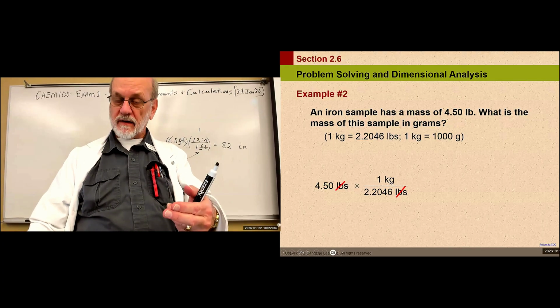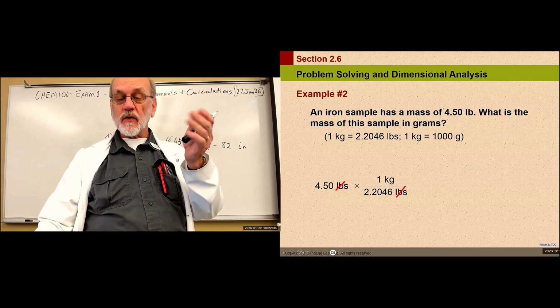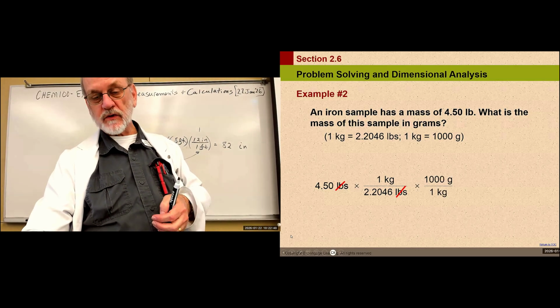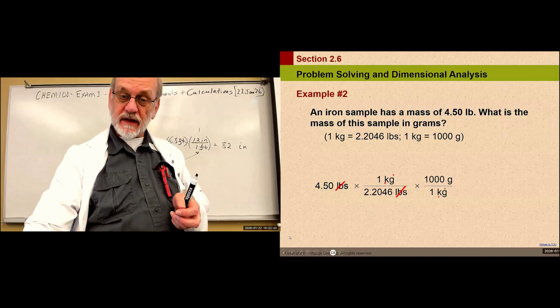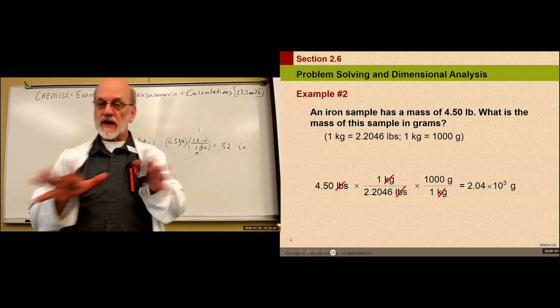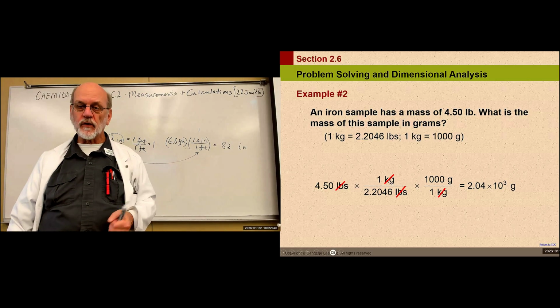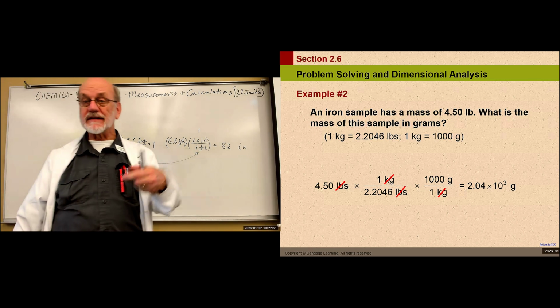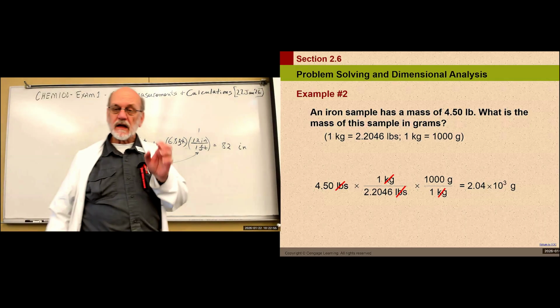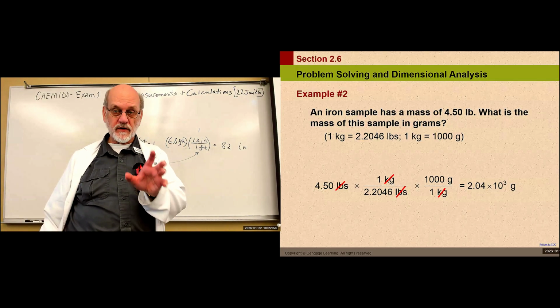And we have kilograms now. And now we also have a conversion factor from kilograms to grams, which we put here. That cancels the kilograms, leaves us with grams. And then all we have to do is crunch the numbers, and we get 2.04 times 10 to the third grams in scientific notation. Now, for the number of significant figures, the conversion factors don't count because they're exact numbers.